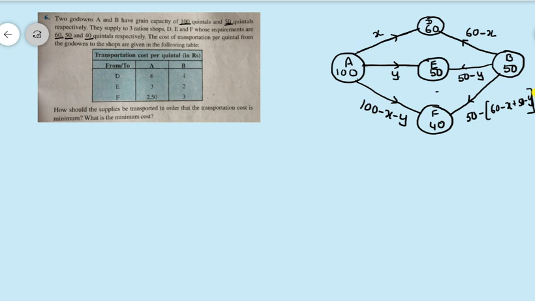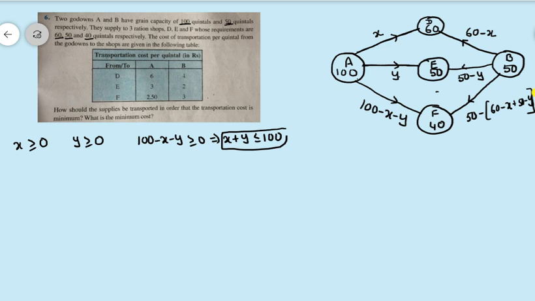Now observe here, number of units transported from A to D, that is x, clearly x greater than or equal to 0. Number of units transported from A to E, y, that is also greater than or equal to 0. Number of units transported from A to F is 100 minus x minus y, greater than or equal to 0. That further we can write as x plus y less than or equal to 100, right?